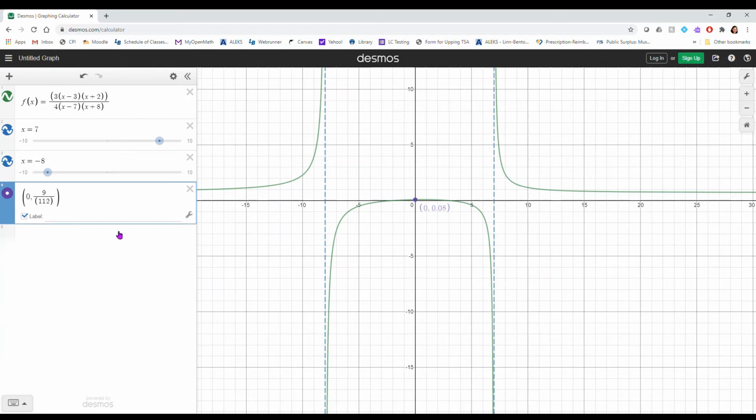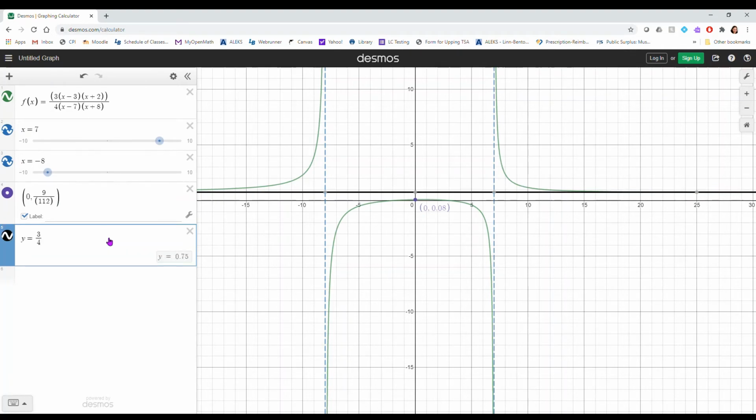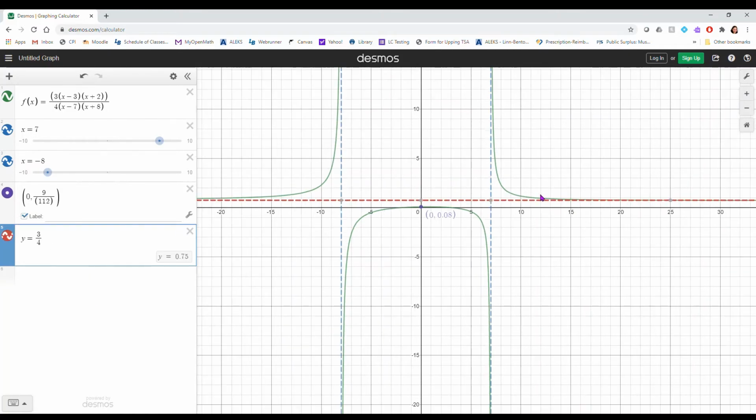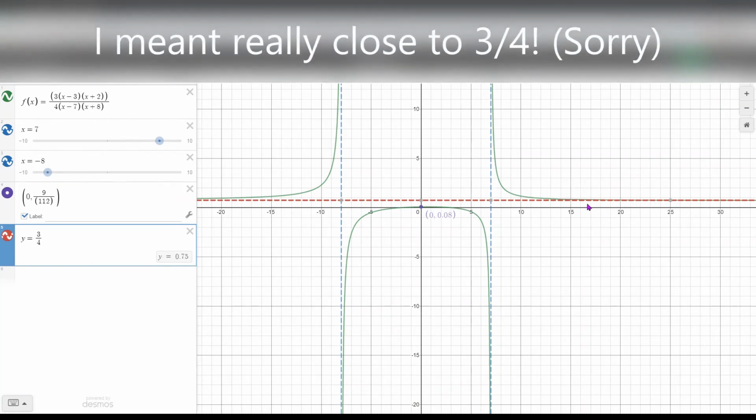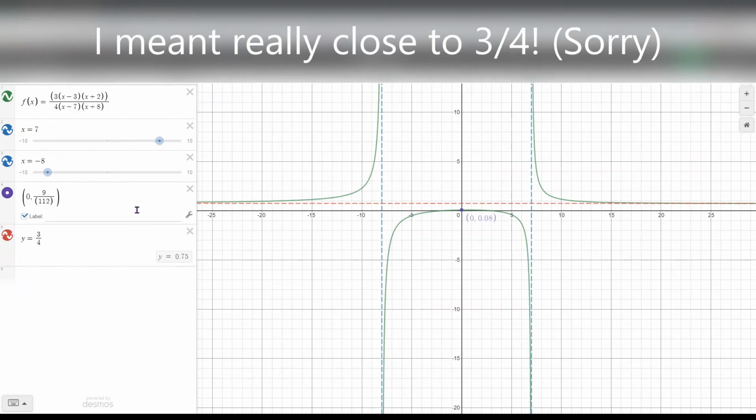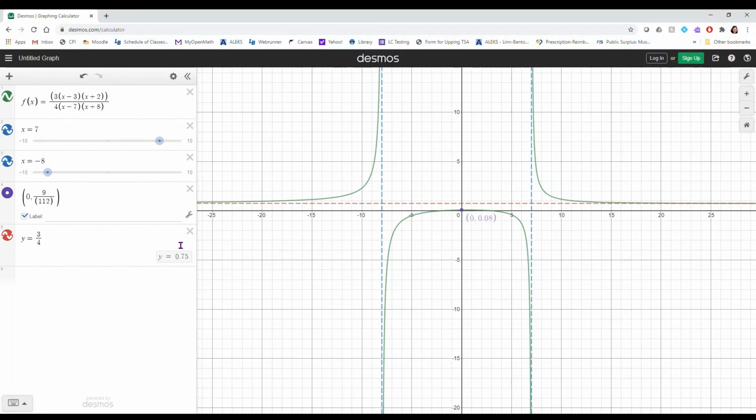And finally, let's go ahead and put in our horizontal asymptote, which we got was y equal to 3/4. And let's go ahead and make that look like an asymptote by making it dashed and maybe red so we can tell the difference between the two. And yeah, as we scroll out, we can see that this graph is getting really close to it. And if we trace along even, we can see it's getting really close, but it's not crossing in both ways. So those are really all the pieces of our rational function that we have put together. And there's a lot of little pieces to this, but it's really nice to go through, figure them out algebraically, and then use Desmos to verify everything that you found.